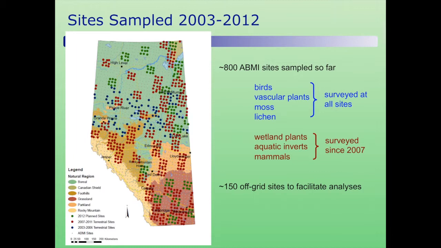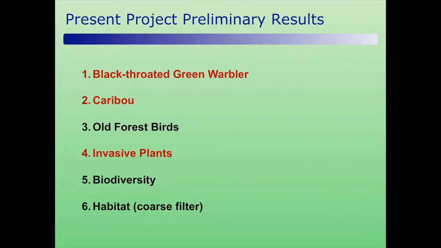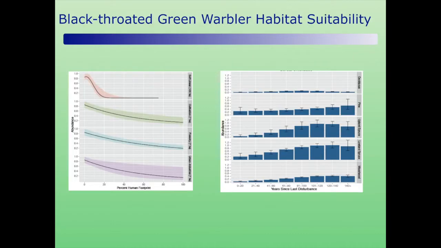So it's these that facilitate using ABMI information to talk about cumulative effects. For the present project, I'm going to talk about black-throated green warbler, caribou, and invasive plants. If I were doing it again, I would just delete caribou, but anyways, I've got the slides here, so I'll show you caribou, and I hope I don't have to answer any questions on them. Not that the other three aren't important, but those are the first three that we had done, and this is the end of the first year, so I was scrambling a bit to pull these figures together for the presentation today.